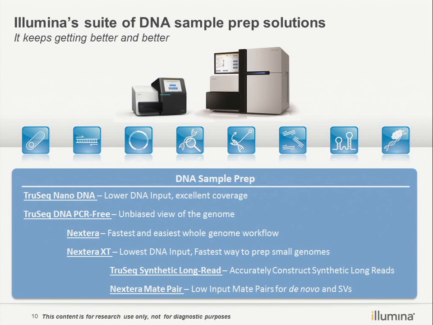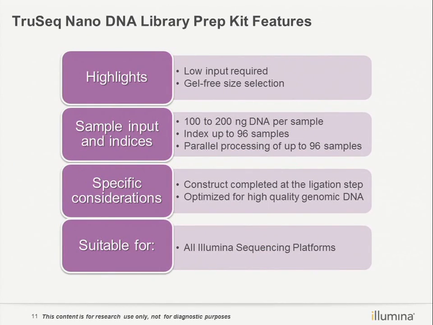So firstly, let's see the TruSeq. TruSeq is the most widely used application to prepare DNA samples. We have 2 types of TruSeq library preparation kit. One is we call TruSeq Nano. The other one is TruSeq PCR-free. Actually, these 2 kits are very familiar. So let's see the TruSeq Nano. Its feature, I'd like to emphasize this part. It only requires 100 to 200 nanograms of DNA per sample. So that is why we call it Nano DNA.